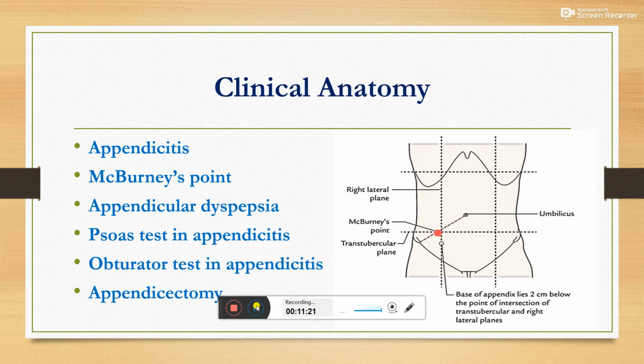The next test in appendicitis is the obturator test. When the appendix is pelvic in position, it may irritate the obturator internus muscle. Flexion and medial rotation of the right thigh onto the abdomen causes pain in the lower abdomen. So this is the obturator test in the case of appendicitis.